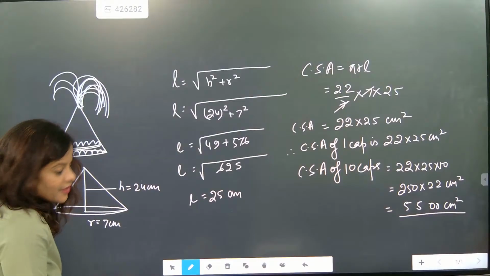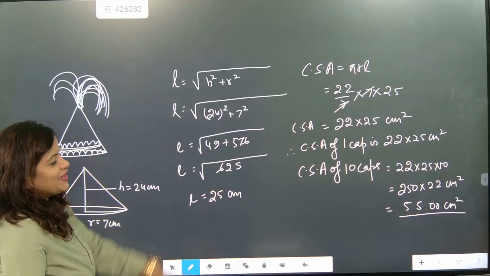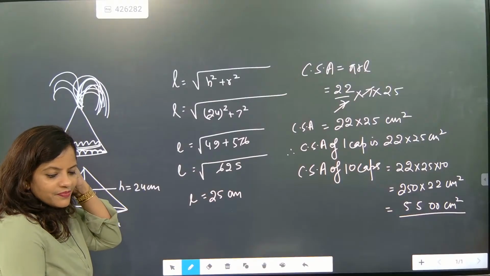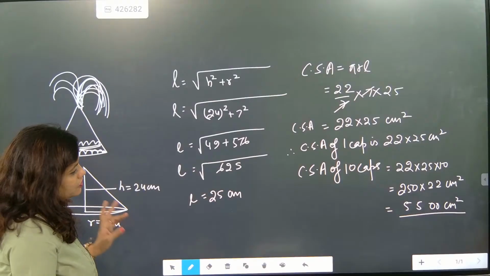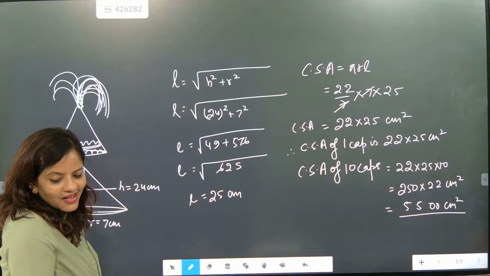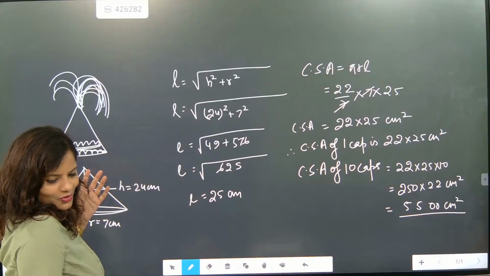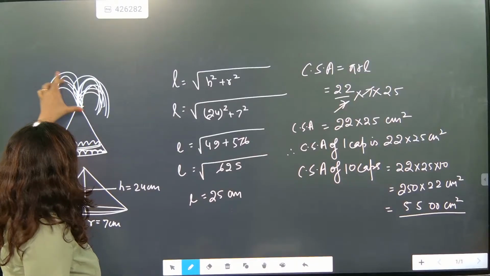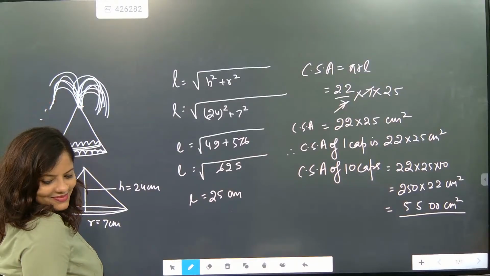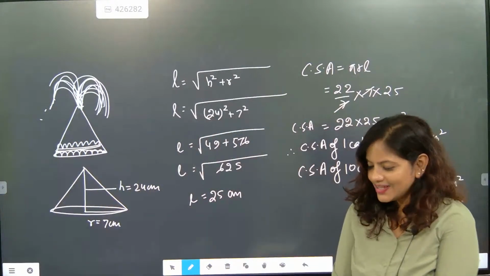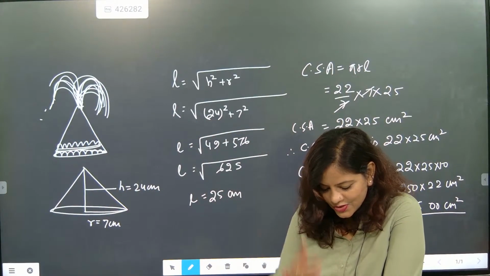Now look here. This is exactly for 10 caps. How much is it coming? 5500 square centimeter. Note down this one. How many of you online checked and got the answer? It is coming as 5500 square centimeter. Come on, we'll go for the next question.